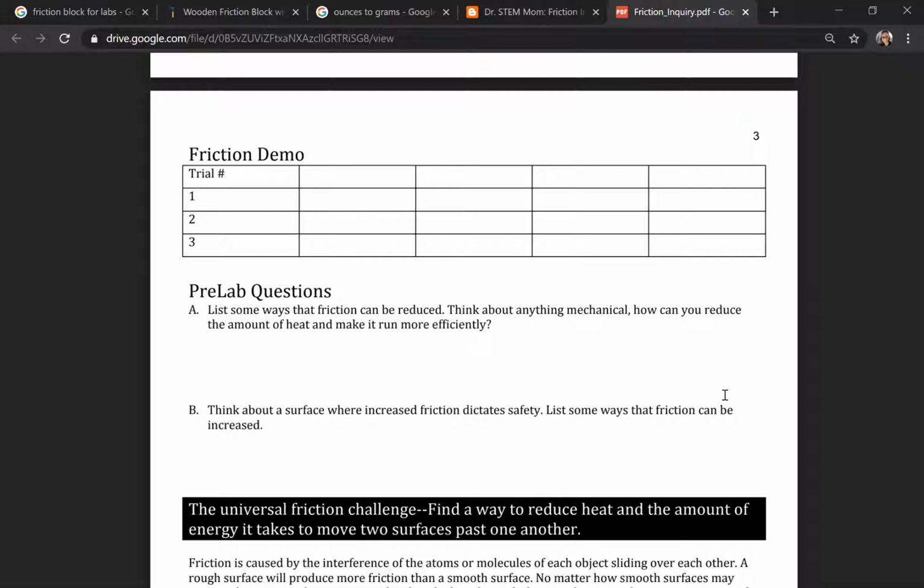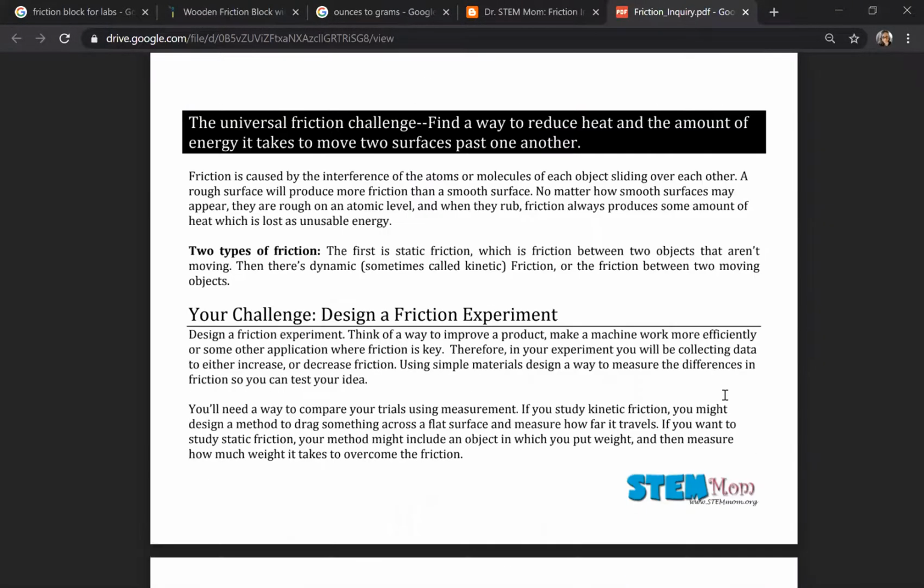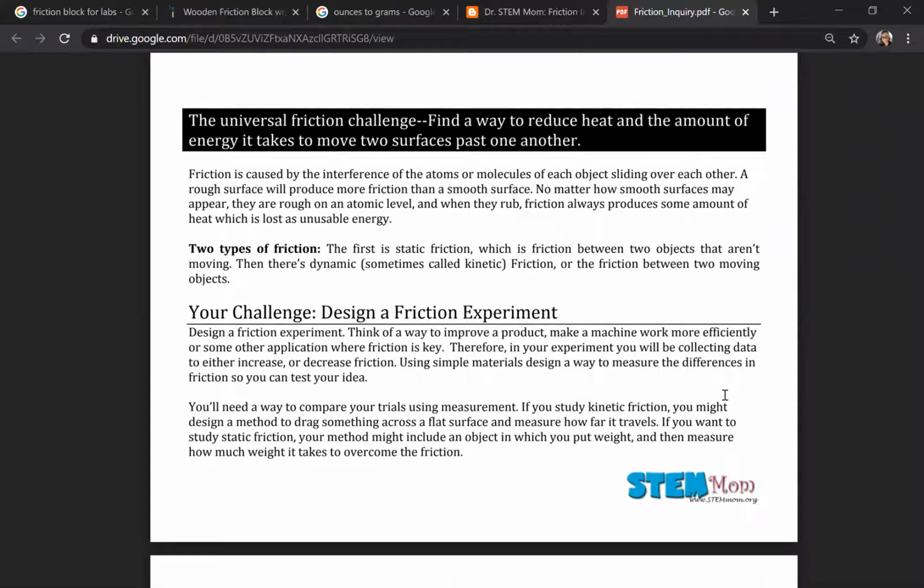And again, remember that friction is caused by the interface of the atoms or molecules of each object sliding over each other. So a rough surface will produce more friction than a smooth surface, but no matter how smooth surfaces may appear, they are rough on an atomic level, and when they rub, friction always produces some amount of heat, which is lost as unusable energy. So this is true just for the very basic example. If you take your hands, put them together and rub them, you'll start producing heat. So there is some sort of friction in between the molecules on the surface of your skin.